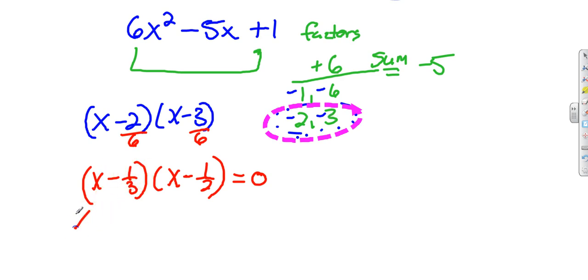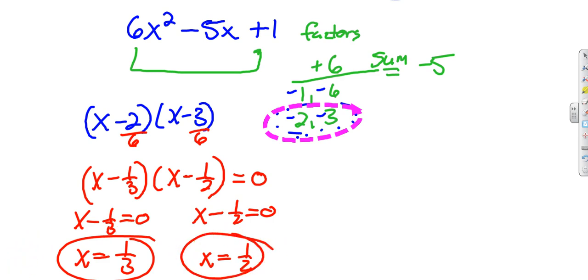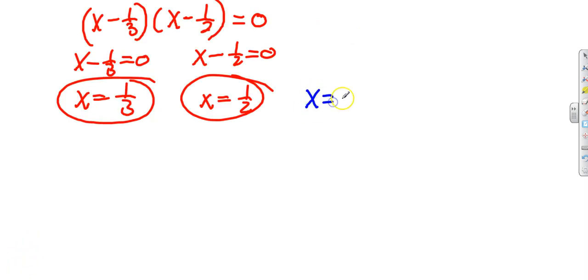Once you're here, you just solve that problem. If x minus 1/3 equals 0, just add the 1/3 over. There's your 1/3. Same thing with the 1/2. Just add the 1/2 over. And again, for the third answer, don't forget about the original answer we had there for x equals negative 5. So there's the 1, 2, 3 answers that we need.